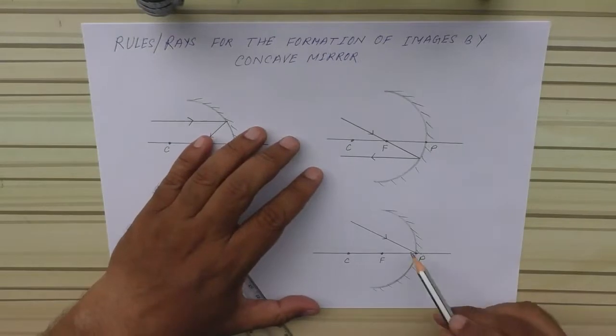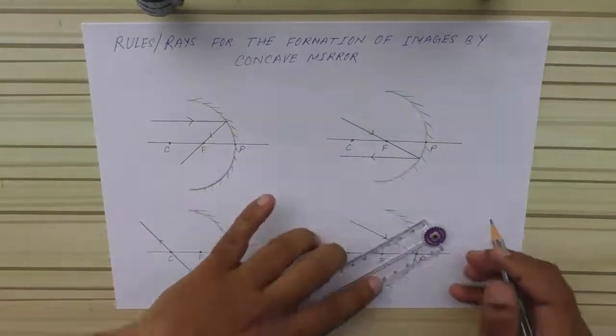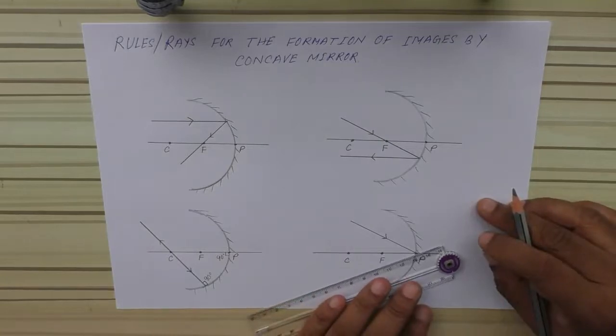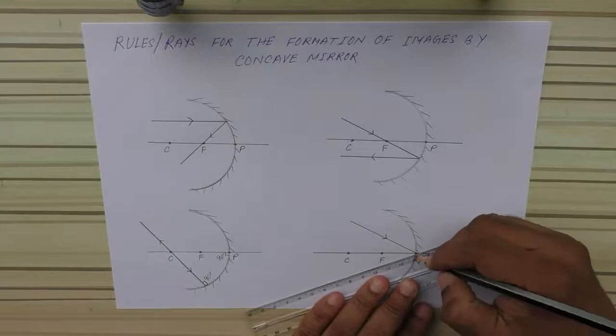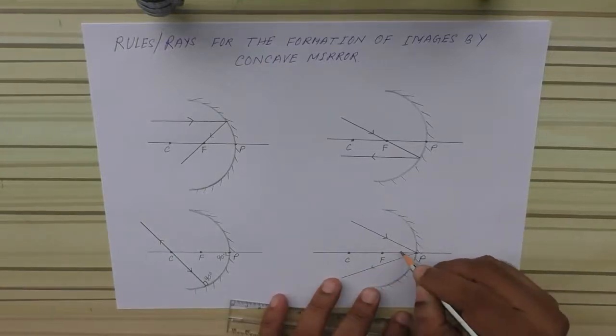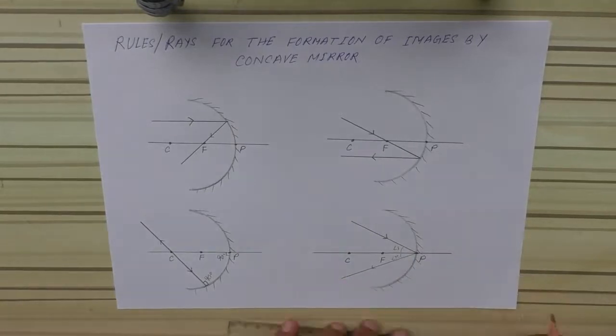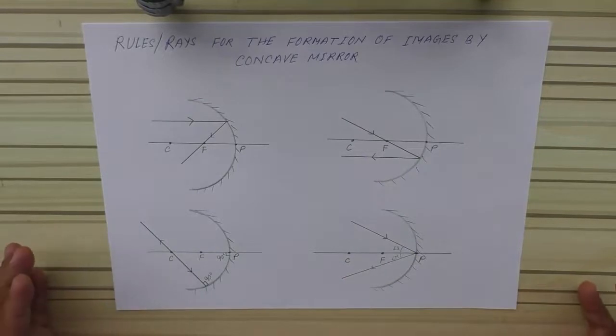So this ray of light is incident obliquely, and here the principal axis behaves like the normal. So after reflection, what will happen to this light ray? This will reflect symmetrically. It will reflect in such a way that this angle, the angle of incidence, is equal to this one, the angle of reflection, following the laws of reflection.